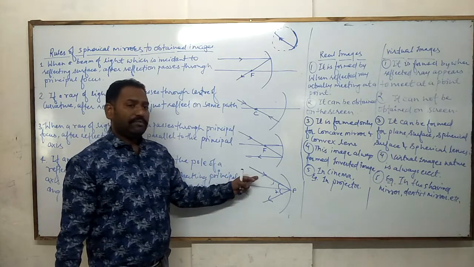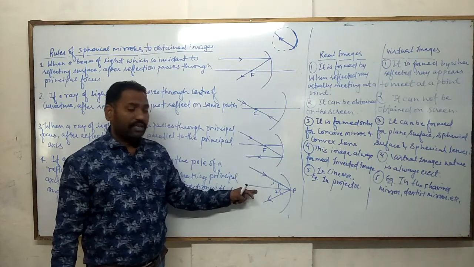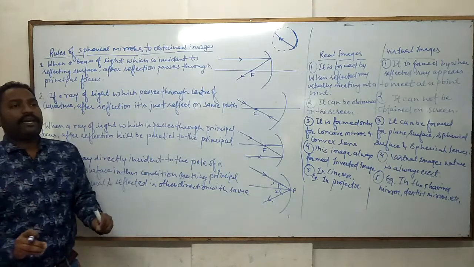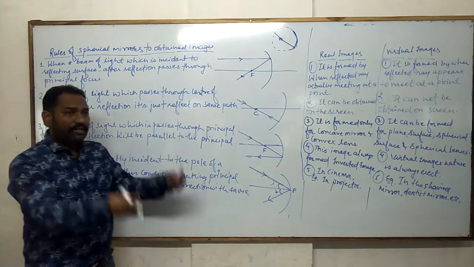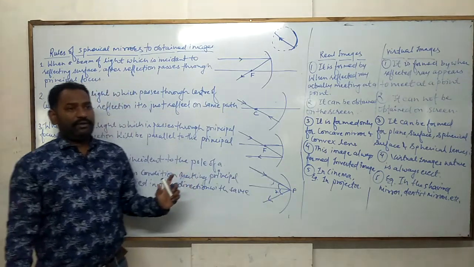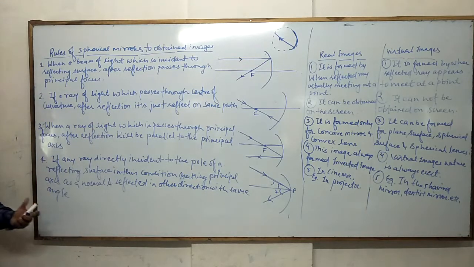So the angle of incidence and the angle of reflection are equal if any incident ray is directly reflected from the pole of the mirror. I hope you are writing, and if anyone is remaining, then first you have to write.